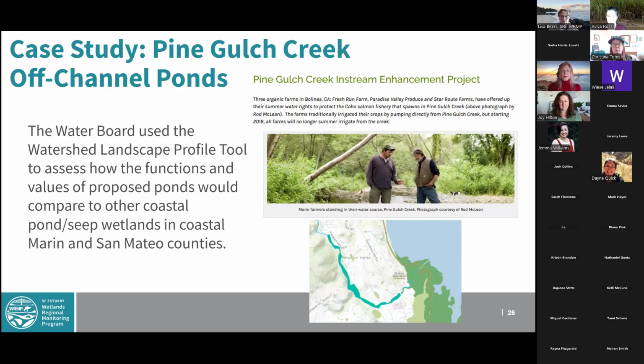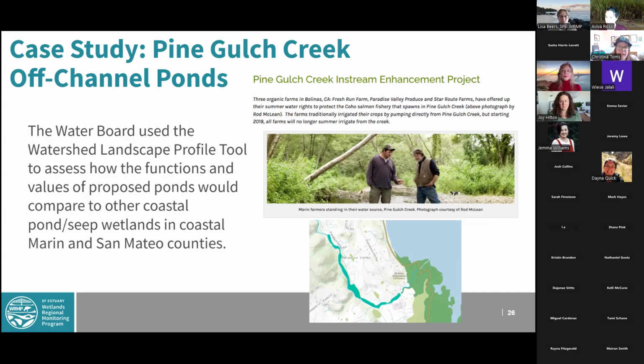And essentially what was happening was that there are a number of small farms along Pine Gulch Creek that had riparian rights, and they were diverting water from the streams in summer to irrigate their crops. But that was when the coho really needed those in-stream flows in order for them to rear and get big enough so that they could return to the ocean.